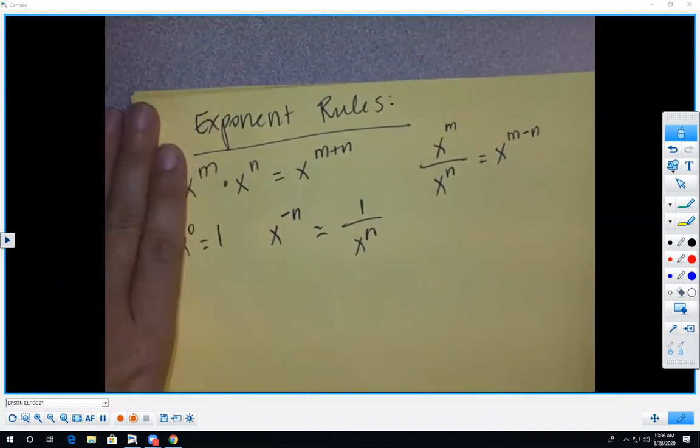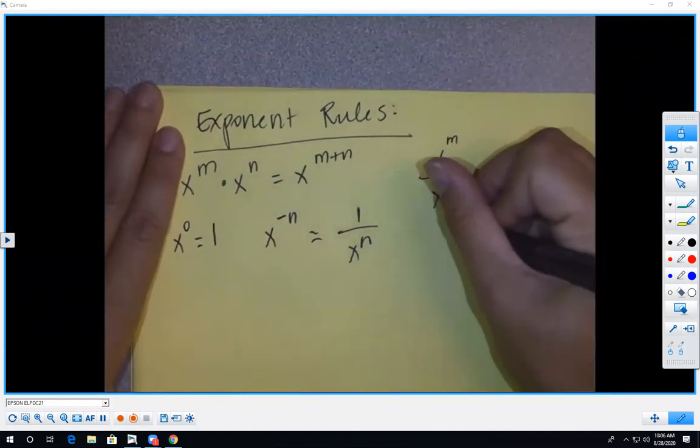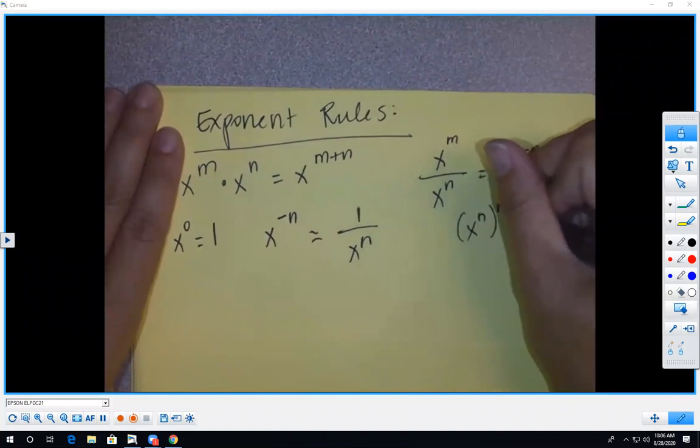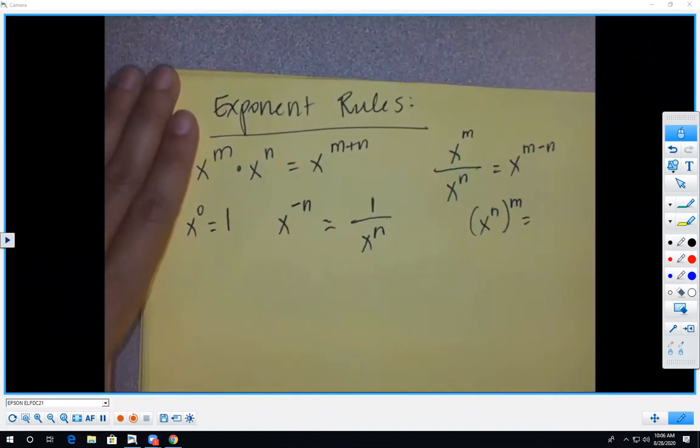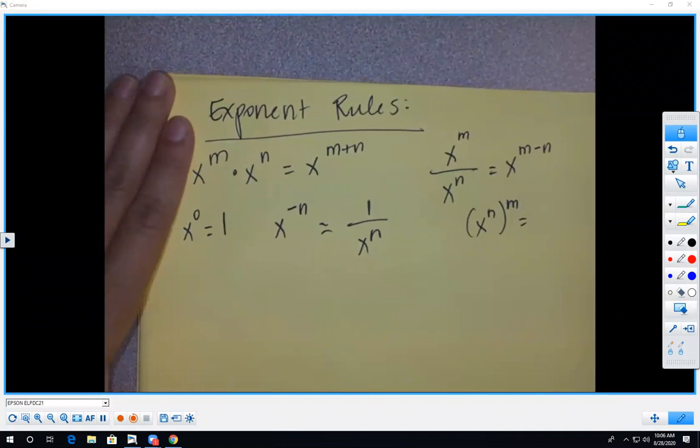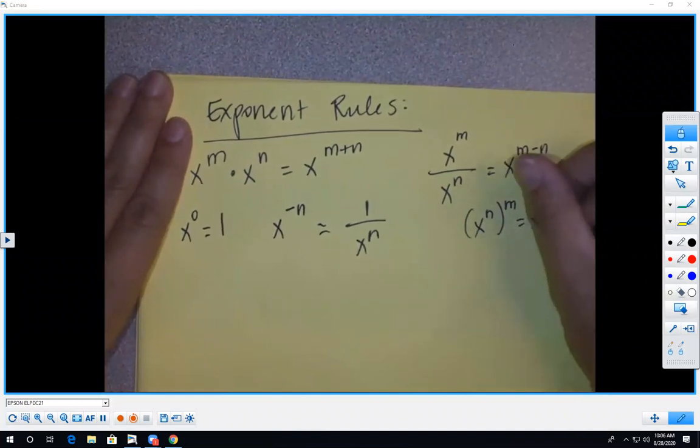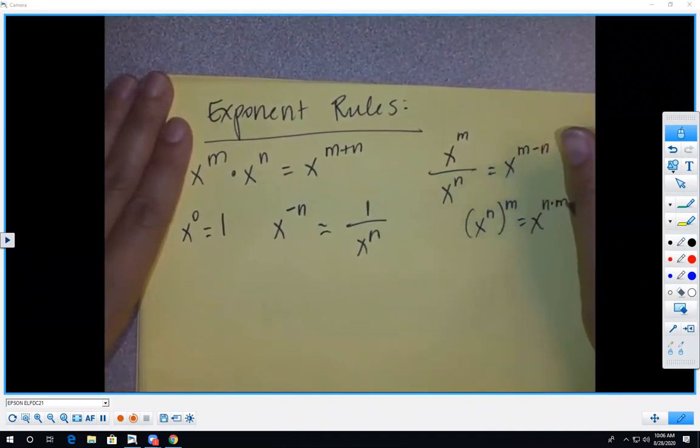And the last rule is power to a power. If I had x to the n power raised to the m power on the outside, I would multiply those. So this is x to the n times m power.